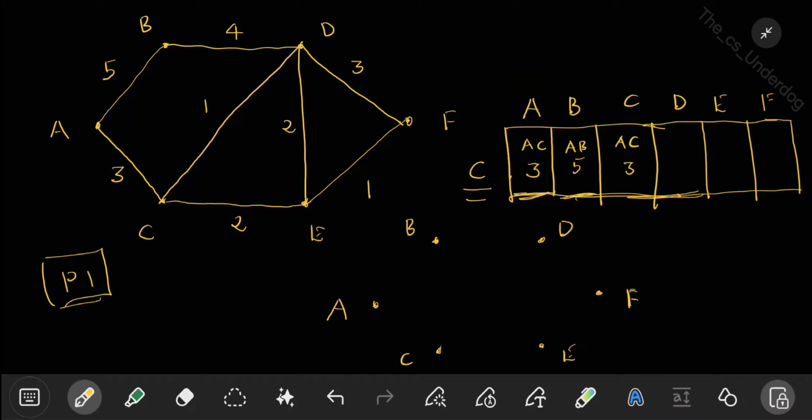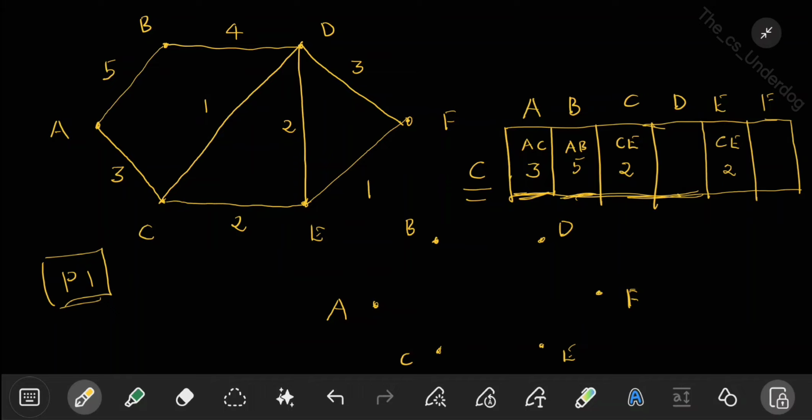Let us consider the next edge. Let us say CE is the next edge. CE with value 2. What about the first vertex C? C is presently having AC with value 3, and presently CE is having the value 2, which is smaller than 3. What will you do? You will remove AC and make it CE with value 2. What about E? E is not having a value for now, so you will add CE with value 2.